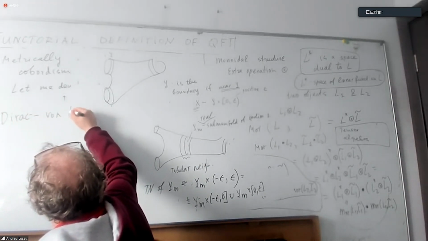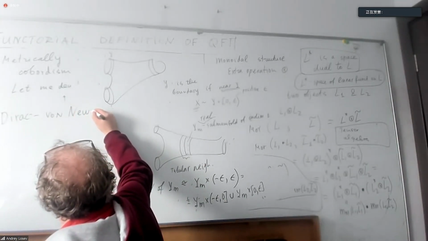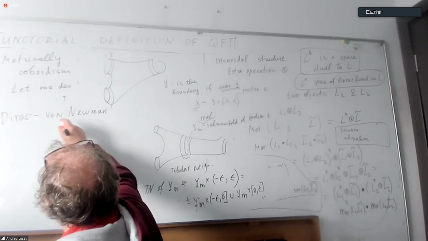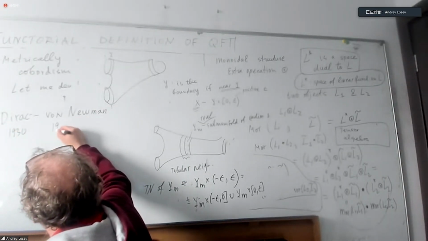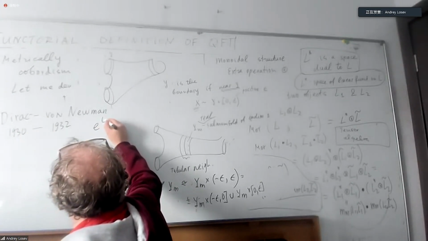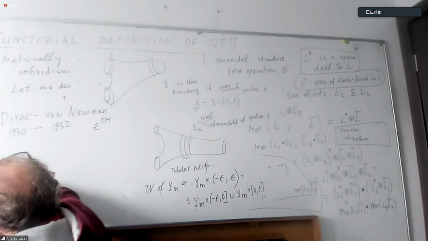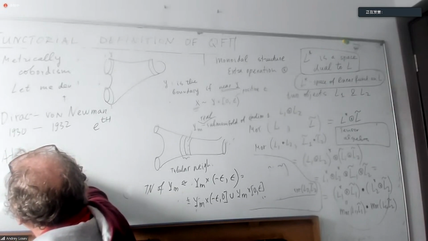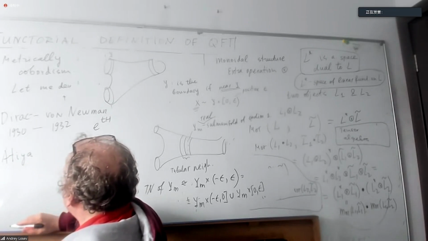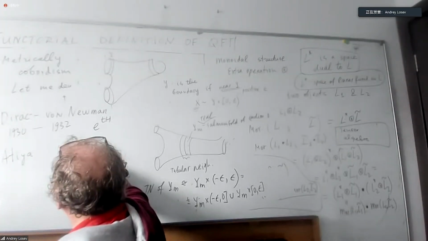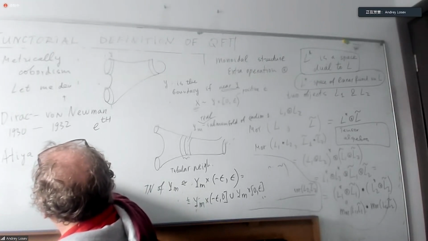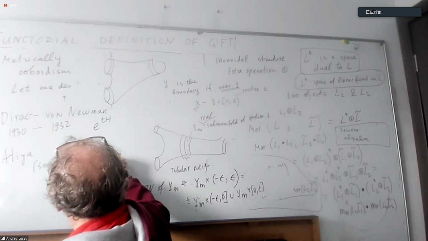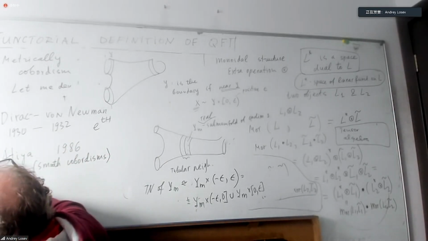Dirac and von Neumann (1930, 1932). e to the tH. Atiyah, 1986. Smooth cobordism. Number 3, Segal.